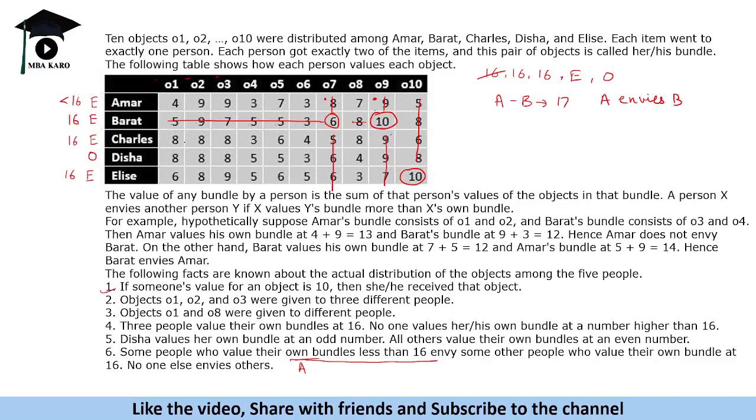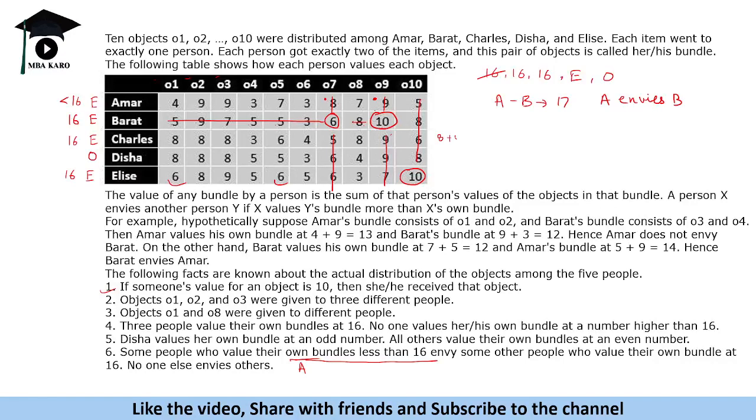So for Charles, it is 8 plus 8, 16. That is the only possibility, isn't it? For Alice, we have 10 plus 6. We will have this 6 also, so we will come to it later. We will try to find out which one it is. But for Charles, it will be 8 plus 8.